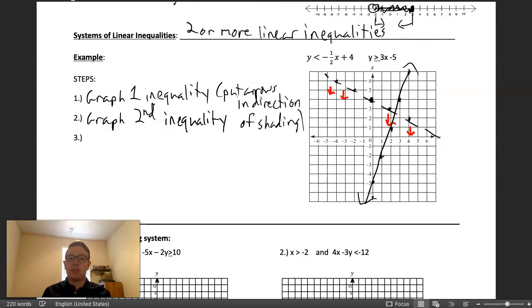Now we have to figure out which way we're shading for this one. For this one, let's go with 0, 0 again. Is 0 greater than minus 5? It is. So we're shading everything greater than this line. And now step 3 is going to be shade the overlapping region. Shade where the arrows both point to.